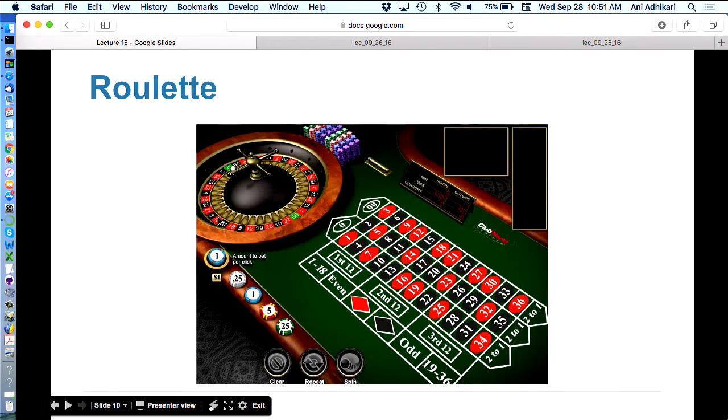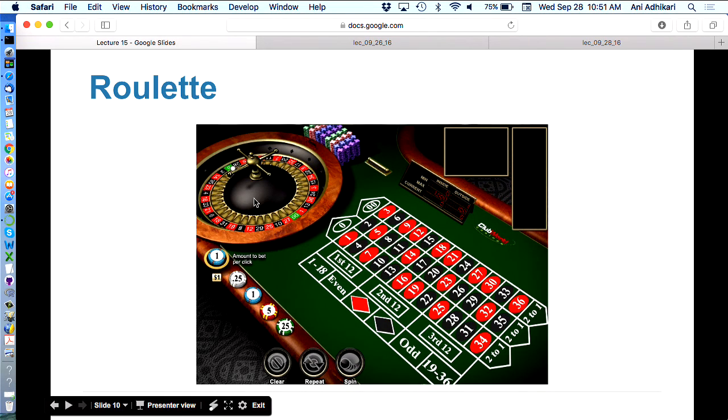This is a wheel, and you can see there are pockets around it. There are 38 pockets. 2 of them are green, that one and that one. And the remaining 36 are evenly divided, 18 red, 18 black. Okay.